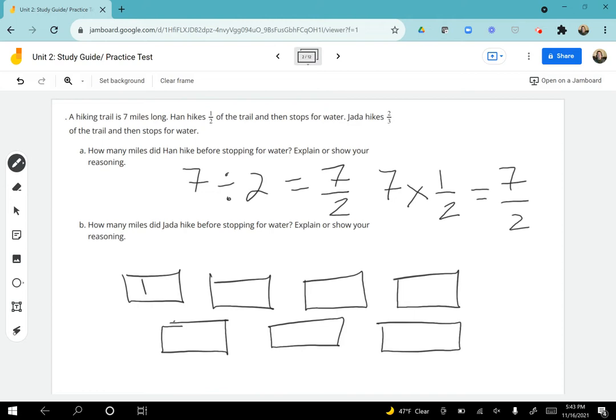Okay, and then so Jada hikes 2/3 of 7, so I'm going to split each of these miles into thirds, and so we're considering 2/3 out of each mile that she hikes.